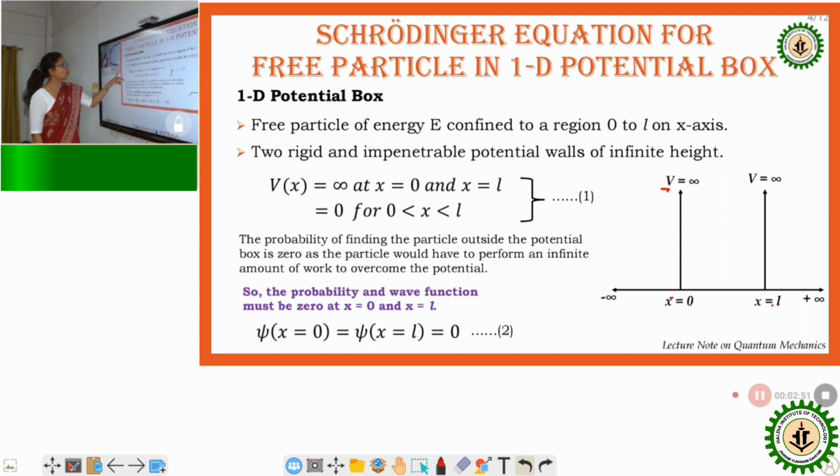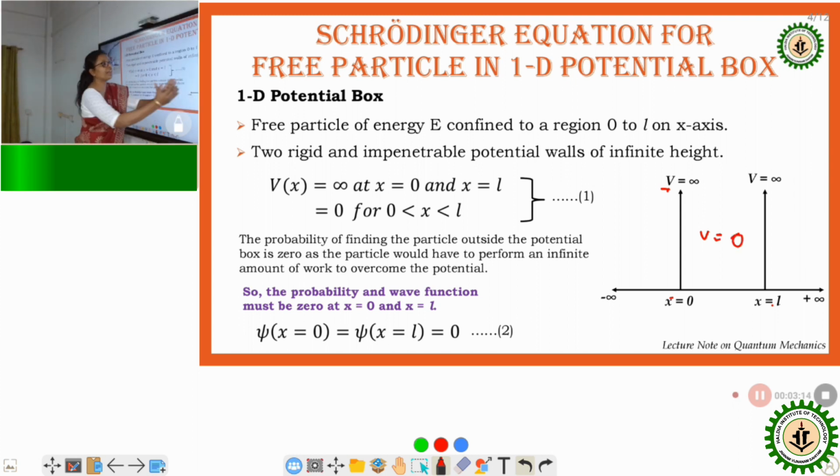Now you see here we have taken the conditions that V equals infinity at x equals 0 and at x equals L. And V is 0 here, that means the potential is 0 here, within the well, in between x equals 0 and x equals L, that means V equals 0 for 0 less than x less than L. That is my condition and that is my application where we must use the Schrodinger equation.